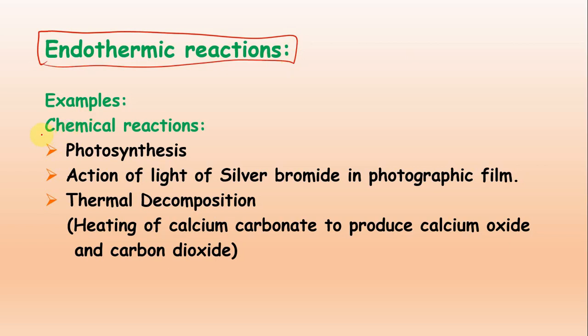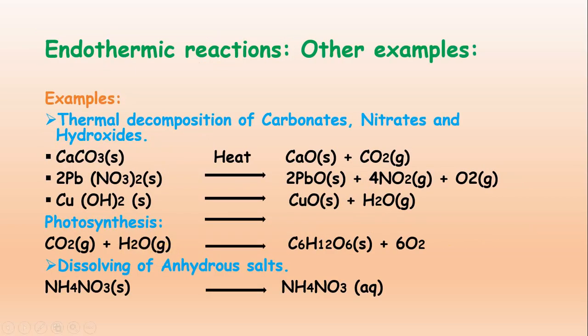Now other examples of the endothermic reactions are chemical reactions. Number one, photosynthesis, and the action of light on silver bromide in photographic film. And then this is another very important example, thermal decomposition. These are those reactions in which you supply heat energy. That reaction is called thermal decomposition. Heating of calcium carbonate to produce calcium oxide and CO2, right?